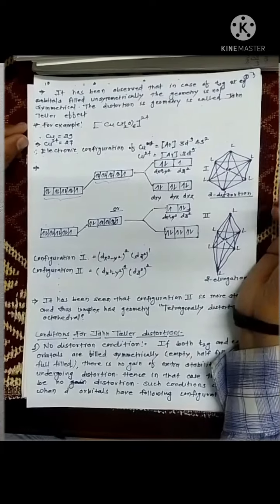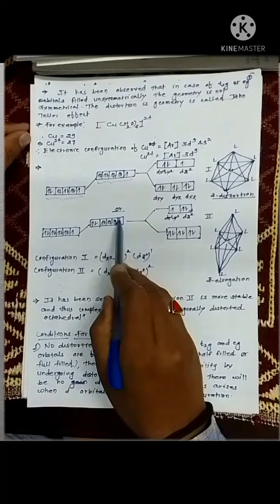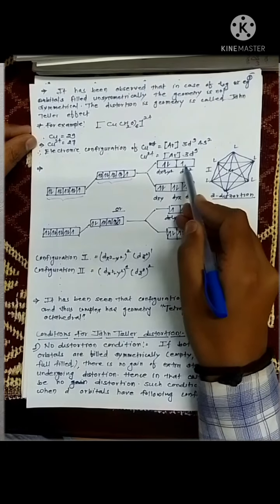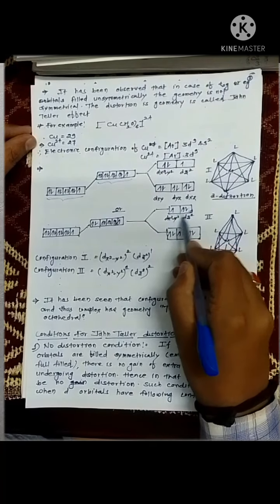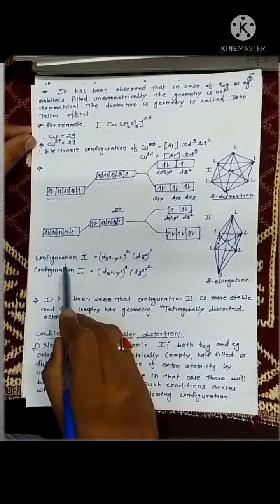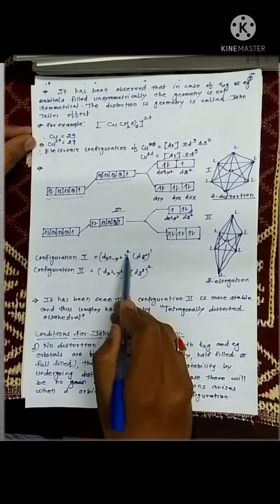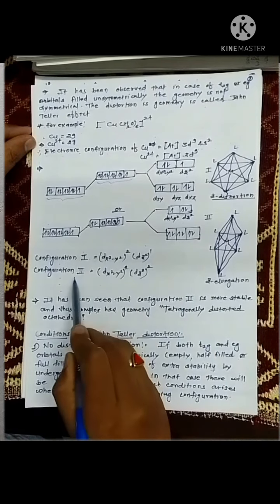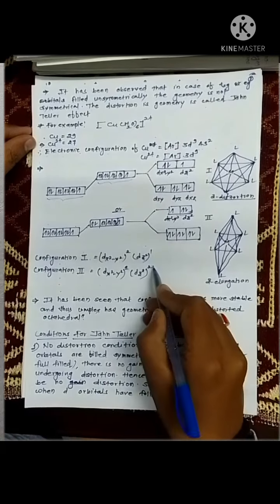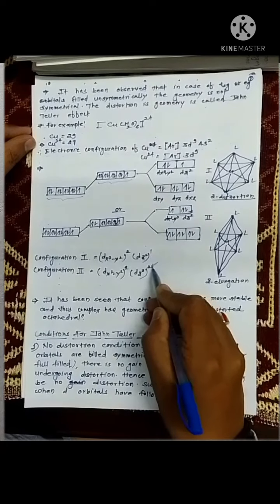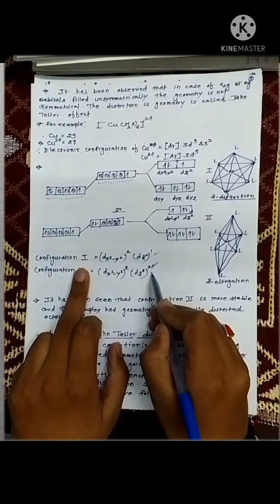Now there are two possible configurations that can be written for this splitting. The second possibility is that the second electron can be placed in the dz square orbital just like this. So there are two possibilities: configuration 1 has dx square minus y square containing 2 electrons and dz square containing 1 electron. In configuration 2, dx square minus y square contains 1 electron and dz square contains 2 electrons. Now what happens in case number 1 and what happens in case number 2?